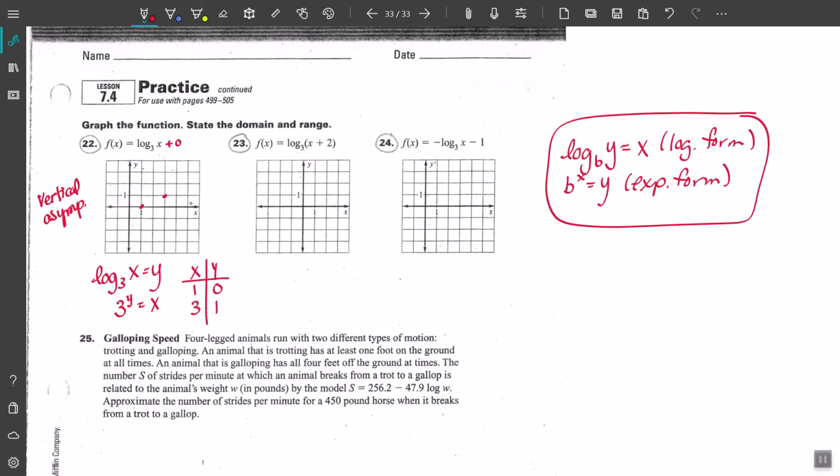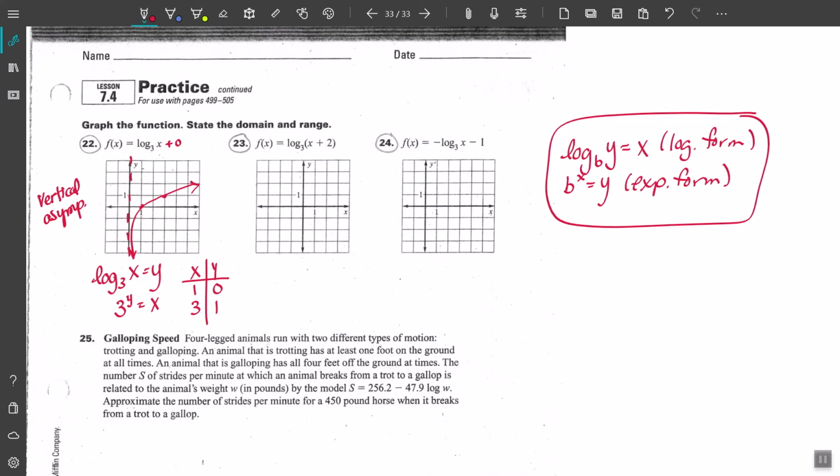Instead of the x-axis being the asymptote, because we have vertical for logarithms, we have an x of 0 for this one. So what that means is that it's going to approach this asymptote, but not touch it or cross it. So that's how these logarithmic functions are slightly different from our exponentials.